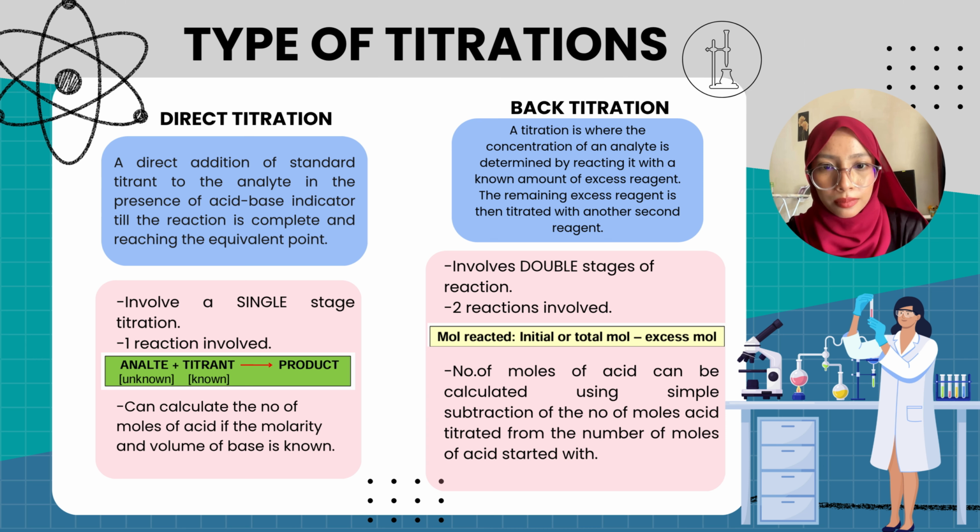of base are known. Back titration is a titration where the concentration of an analyte is determined by reacting it with a known amount of excess reagent. The remaining excess reagent is then titrated with another, second reagent. It involves double stages of reaction, and the number of moles of acid can be calculated using simple subtraction of the number of moles of acid titrated from the number of moles of acid started with.